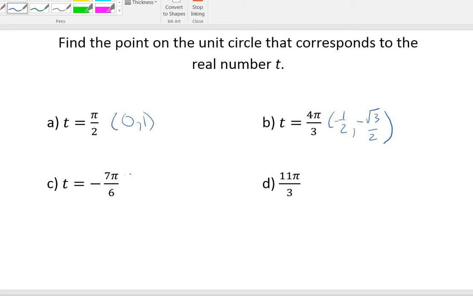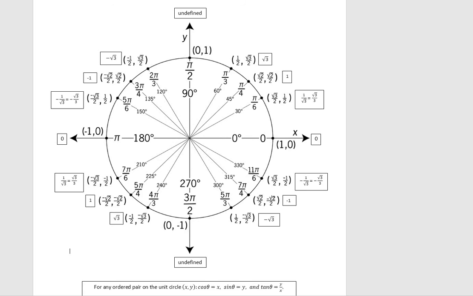So our coordinate here, we've got negative root 3 over 2 and positive 1/2 is that coordinate. Hopefully that makes sense where that came from. Now last one, 11 pi thirds. Let's go back to our unit circle.